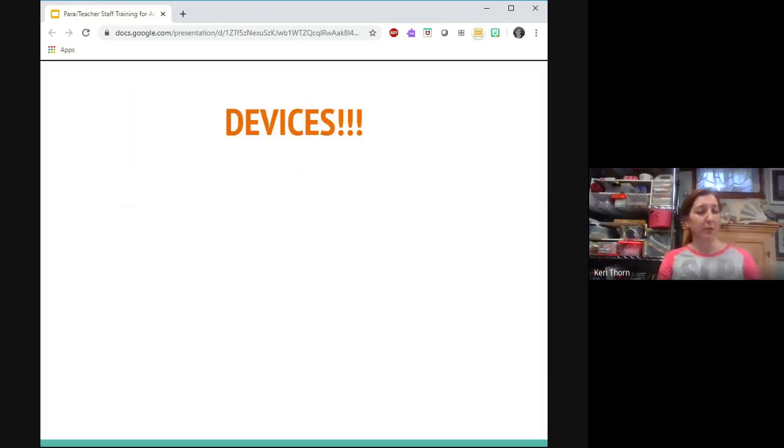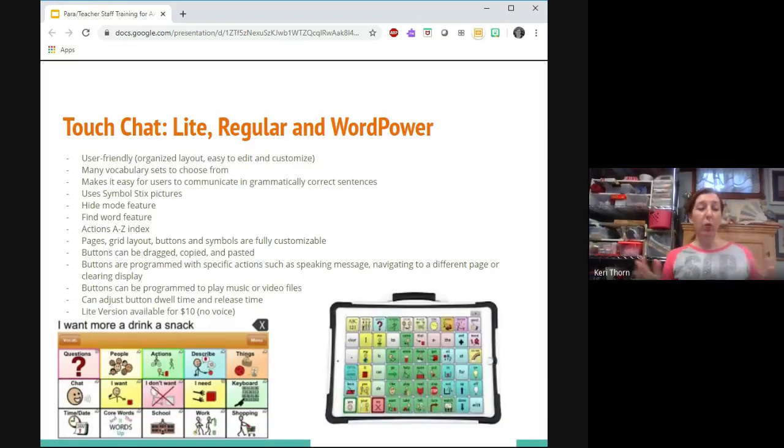Okay, devices, what everybody wants to know about. So the one device that a good portion of our students have is called TouchChat. There are 3 levels of it. So you have TouchChat Lite. It has all the capabilities and all the boards of the other versions, but there's no voice output.